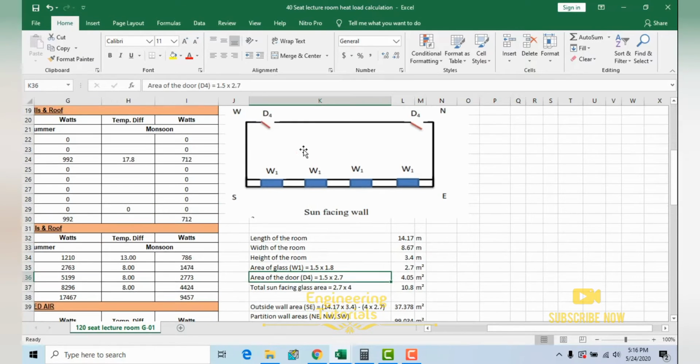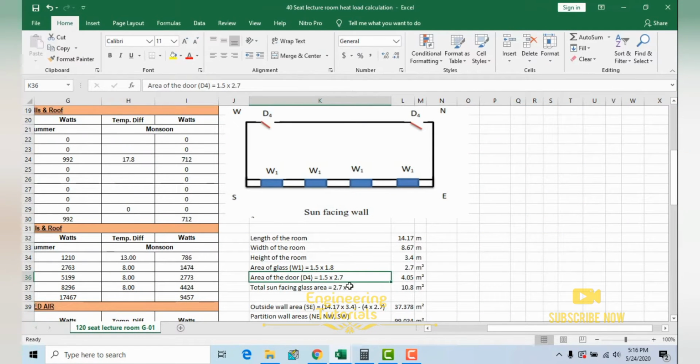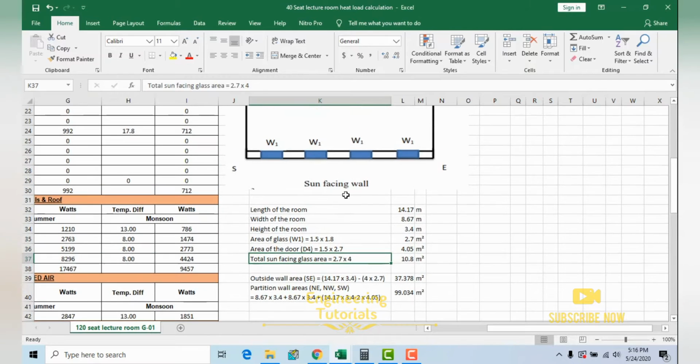Area of the door D4. Area of the door same you can get from the schedule D4, that is 1.5 into 2.7. 1.5 into 2.7, that is 4.05 square meter. So total sun facing area, glass area is, since we have 4 glass in this window on the outer wall, that is 2.7 into 4, that is 10.8 square meter.